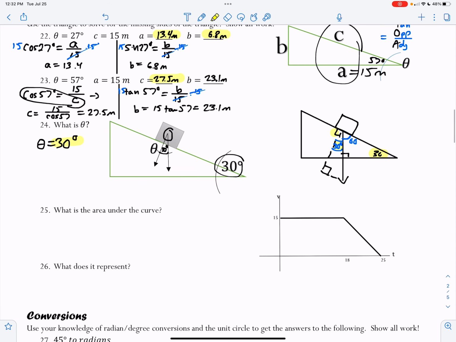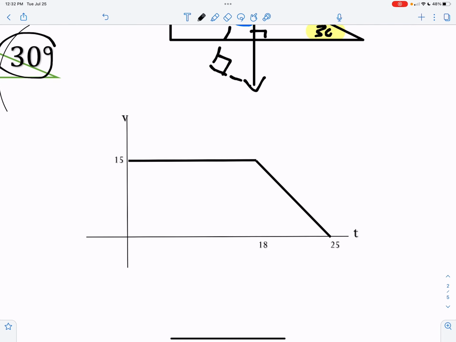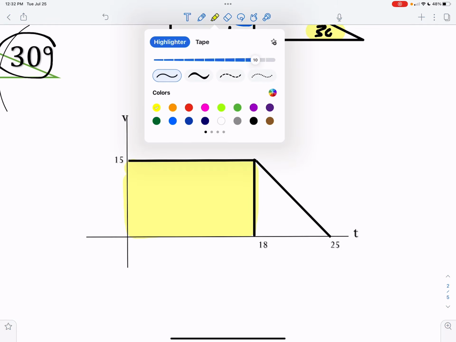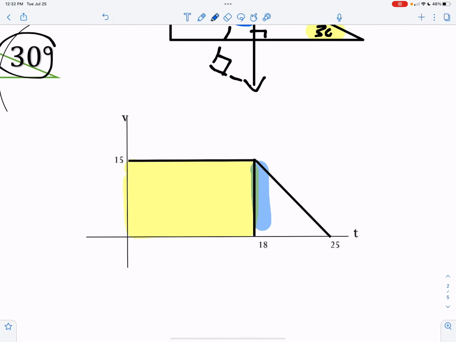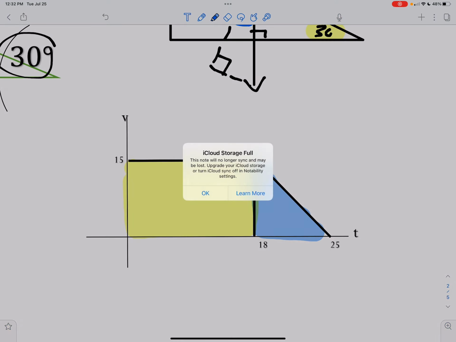Okay, 25. What is the area under the curve? Well, when you see curve, that is just a generic word for graph. So we're going to see this trapezoid here, and let's break this trapezoid down into two familiar segments. How about a rectangle that I'm highlighting in yellow and a triangle that I'm highlighting in blue? So we're going to do the two areas separately.